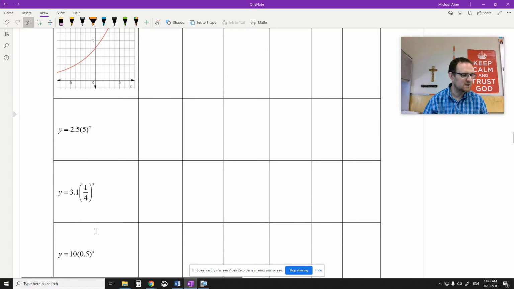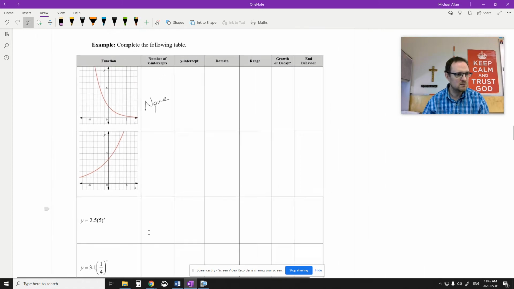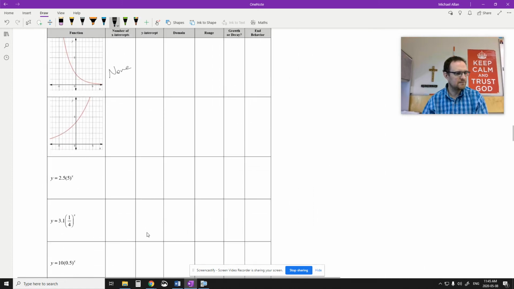And then you got some numbers in the front there. So the number of y-intercepts for all of these is none. So what I'm going to do, let me just zoom out here, or go all the way down here. Rather than writing none a bunch of times, it's none in all of those spots, okay?